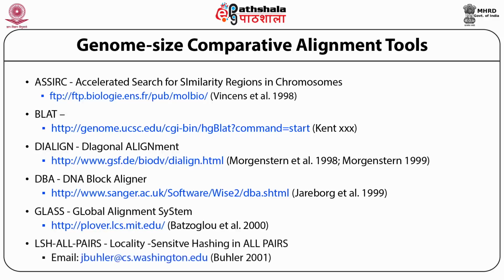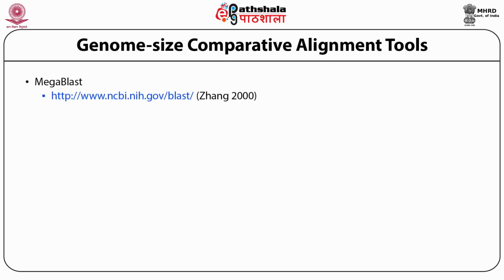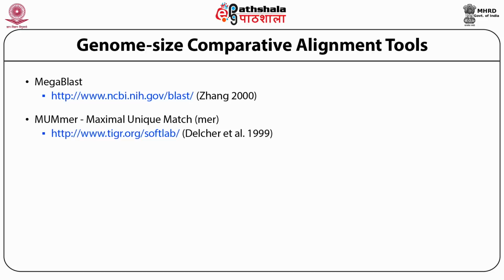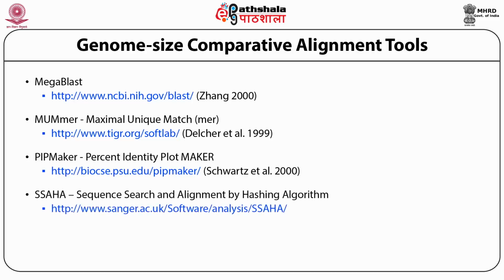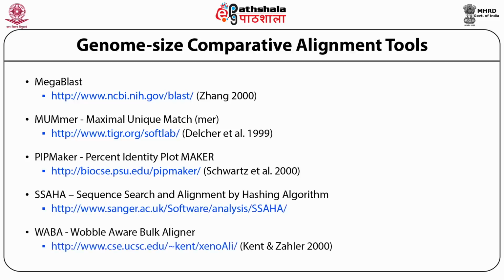Then LSHALL, pairs, meaning locality sensitive hashing in all pairs. Then MegaBlast, then MUMmer, the maximum unique matches. Then PipMaker, the percent identity plot maker. Then SHAHA, the sequence search and alignment by hashing algorithm. And WABA is the wobble aware bulk aligner. So these are the different tools used for comparative alignment and comparative genomics comparison.